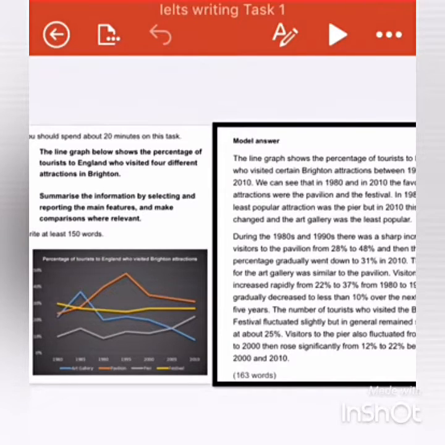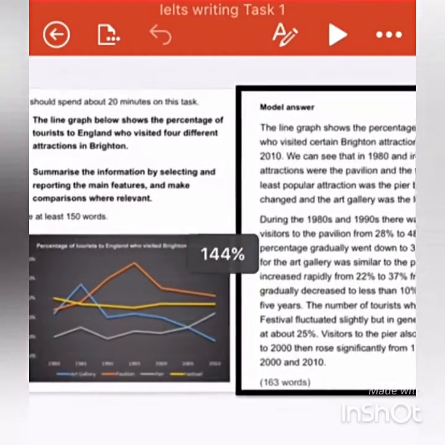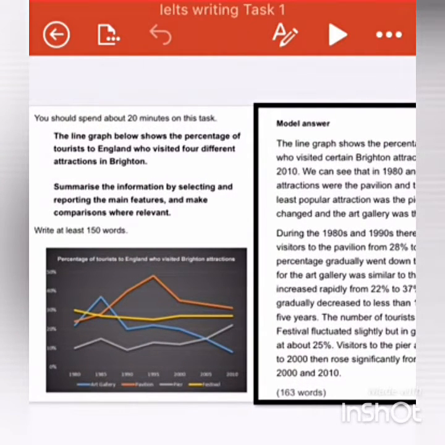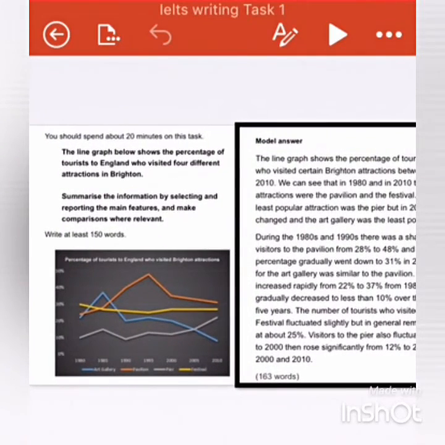Introduction, summarizing, and then further explaining, and compact use of good vocabulary is required to get maximum bands, and good sentence structure is required. So all the vocabulary that I've given in my previous videos, you are to use that in your writing task to achieve good bands. This was an explanation of line chart.